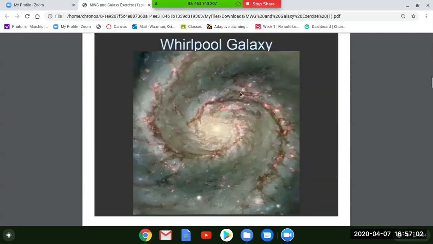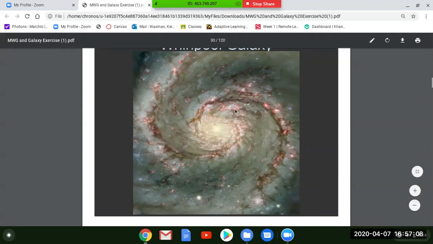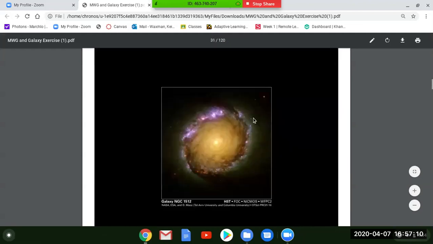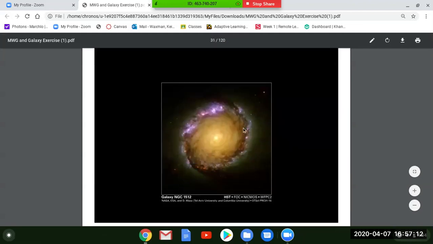Look at the Whirlpool. Face on. Look at the spiral arms where the stars are forming. Notice what you see there. Emission nebulae. Those are places where stars are forming in the spiral arms. Look at this beautiful shot of a galaxy called New General Catalog 1512. Star formation going on right there.